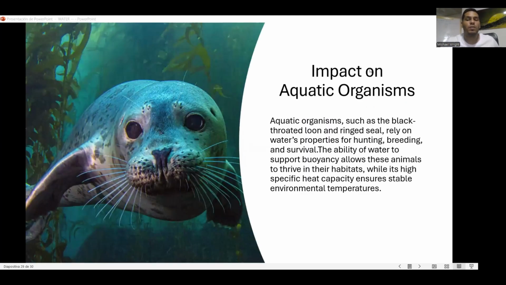And the aquatic organisms, like these animals you observe here, such as the black-throated loon and ringed seal, rely on water's properties for hunting, breeding, and survival. The ability of water to support buoyancy allows these animals to thrive in their habitats, while its high specific heat capacity ensures stable environmental temperatures. So water also plays an important role in keeping our temperature. And in fact, when we go and exercise, our temperature doesn't change a lot.